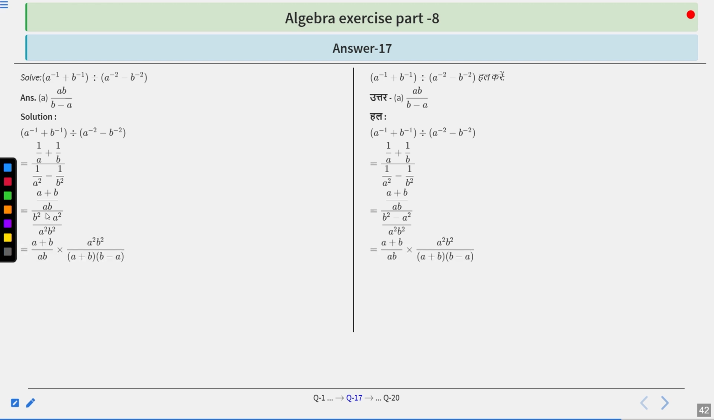So a plus b upon ab into this thing in the denominator will be reciprocal. It will become a square b square upon b square minus a square, which is b minus a into b plus a. So ab upon b minus a is the required answer, because a plus b will cancel out a plus b, and ab will cancel out one ab, but one ab will remain as it is upon b minus a. So option number A is the correct answer.